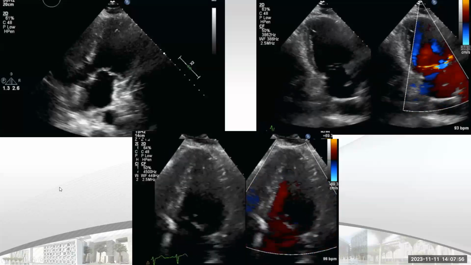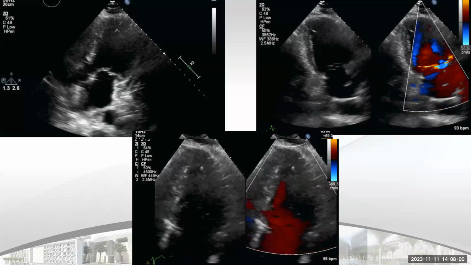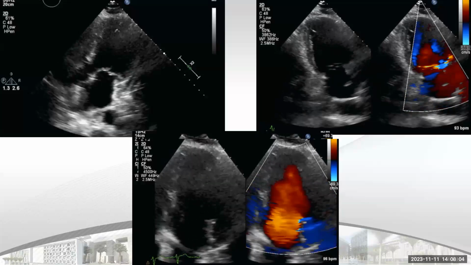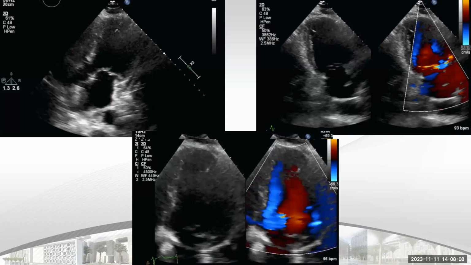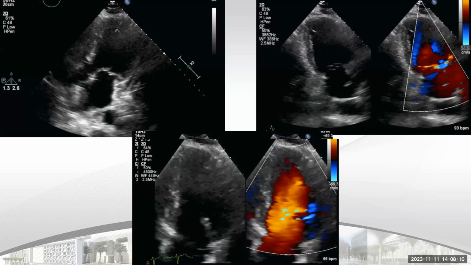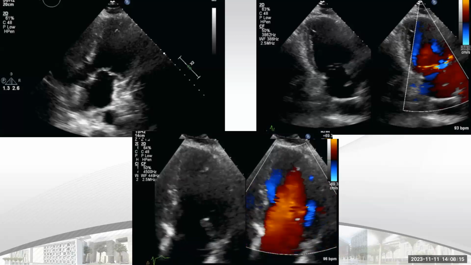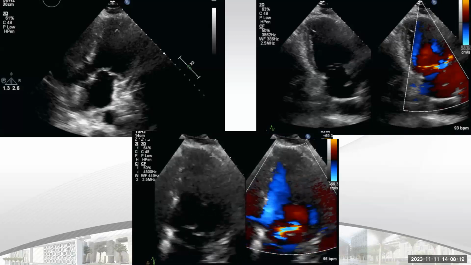So the Coanda effect is one of the phenomena in severe eccentric MR. It means you have severe eccentric MR hugging the wall. That's why the power of the jet will be reduced by 50%. If you have some jet area of regurgitation, you have to multiply by 2 to know the real jet area.